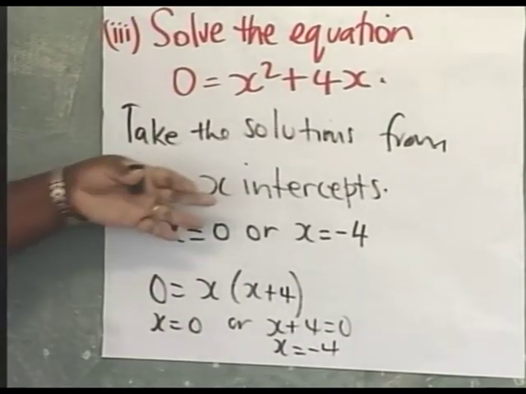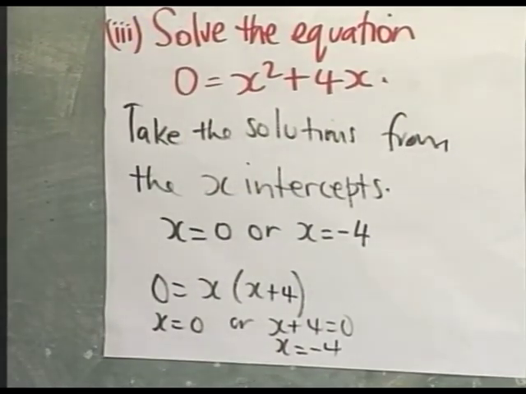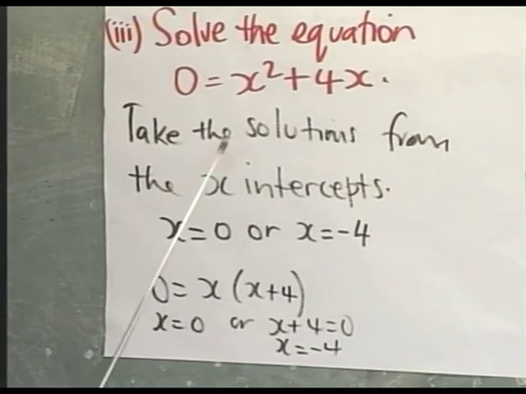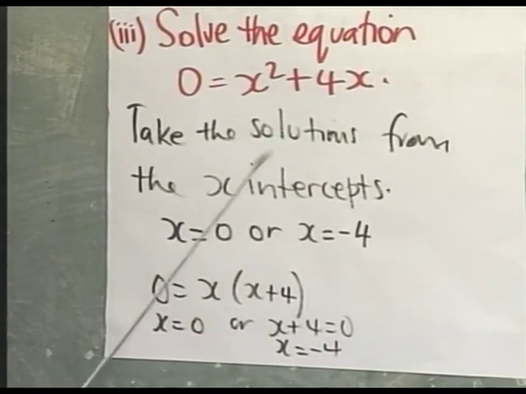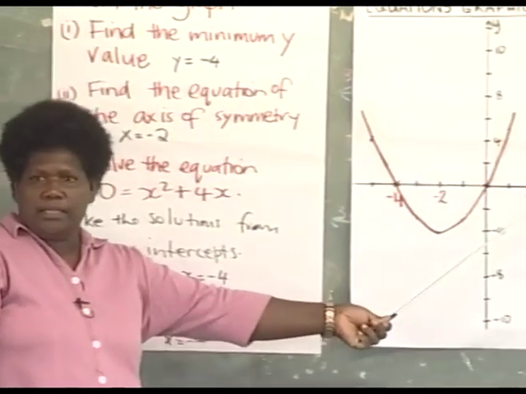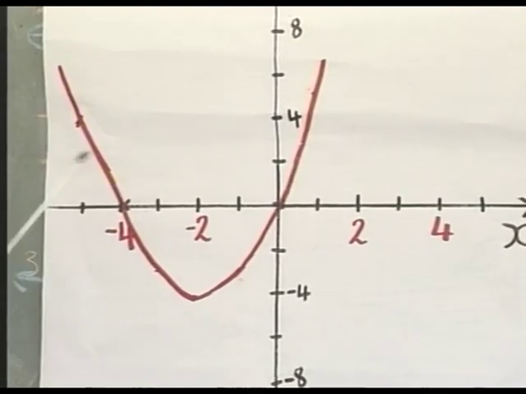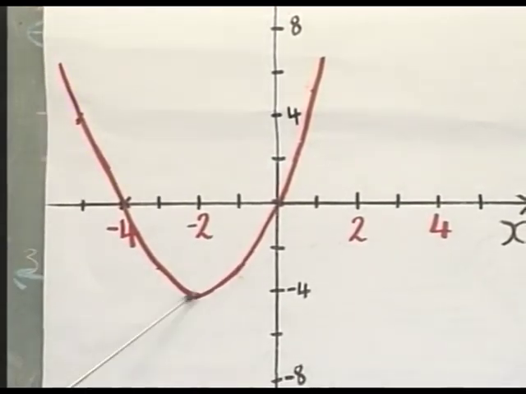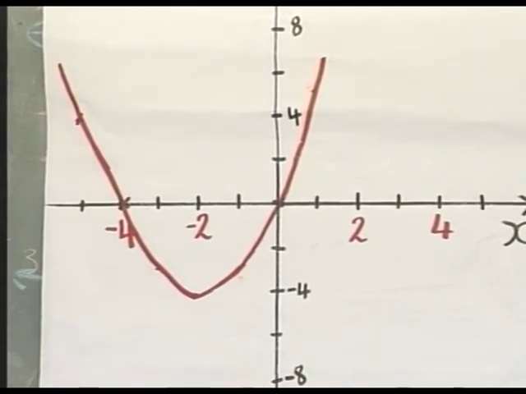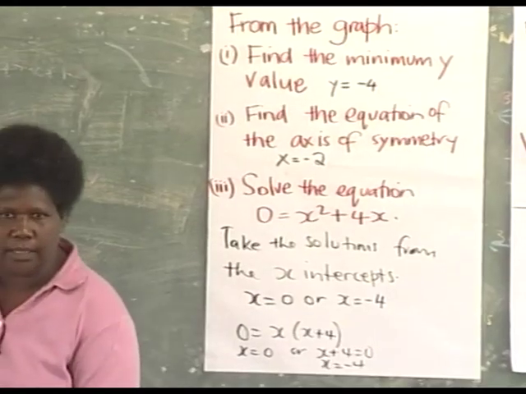So the solutions are actually related to the x-intercept, because when you solve, you are actually making y equal to 0, and that is the point on the x-axis. That's the point where the graph cuts the x-axis. So that's why the solutions to the quadratic equations are exactly the same as the x-intercepts. Is that clear?